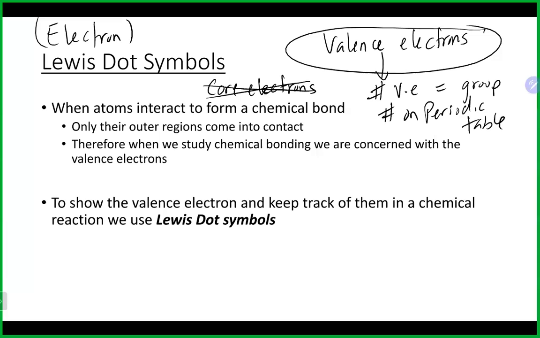Good news is, even though we talked about valence electrons in the transition metal region, we never do anything with bonding in this class, or in most classes, with things in the transition metal region.